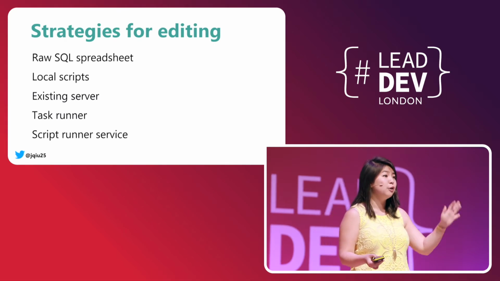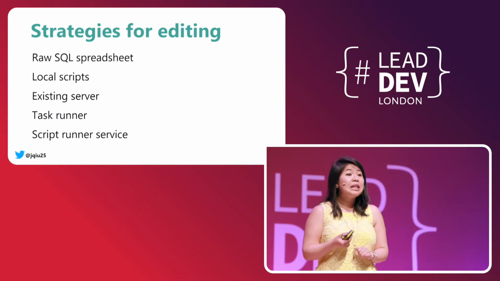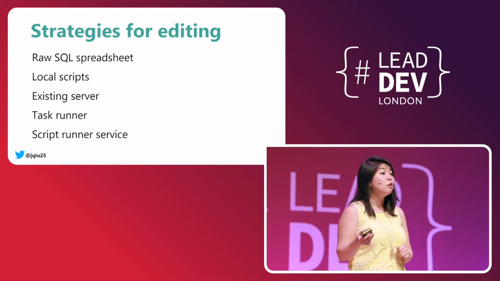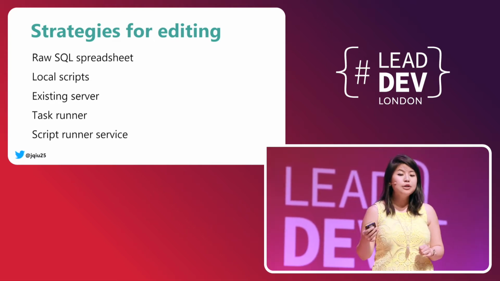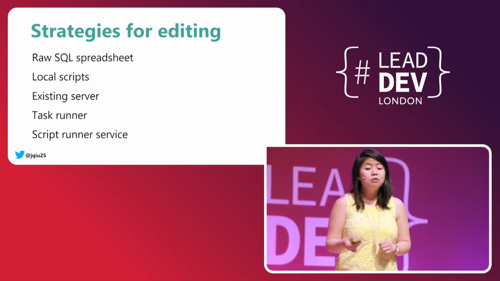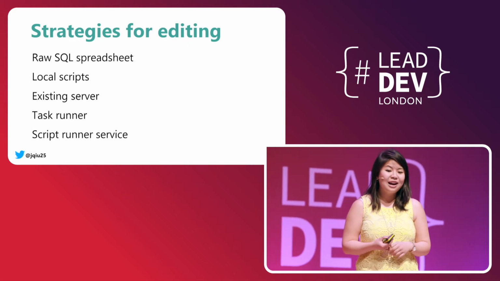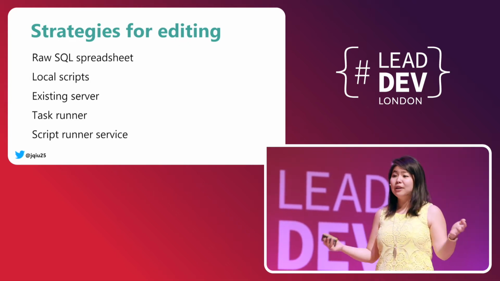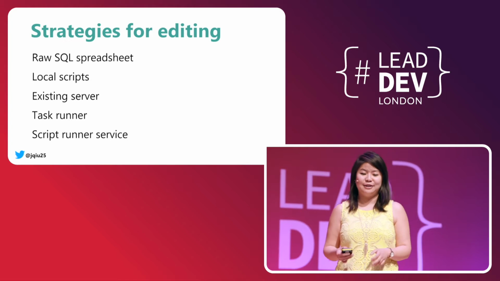Today, we're going to talk through 5 different strategies. These include strategies for maintaining a raw SQL spreadsheet, running scripts locally from your laptop, running scripts on an existing server, using a task runner, and building out a fully fledged script runner service.